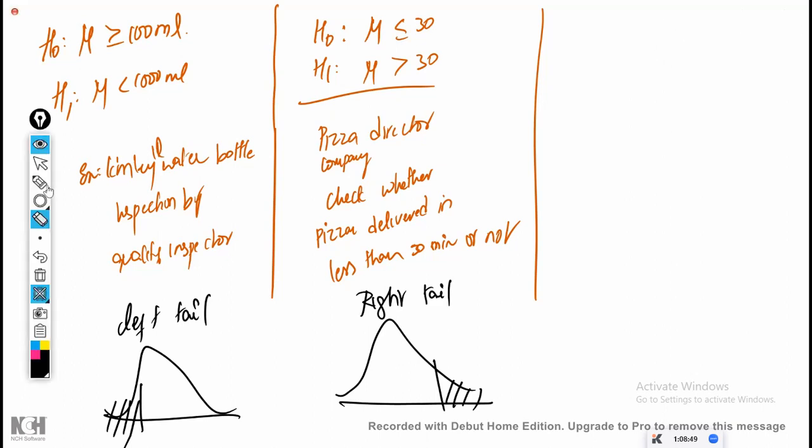Is that clear? Now you select any situation as per your choice. You select a situation and who is doing the particular test. Tell me clearly who is doing the test and for what purpose he is doing the test, so that we can formulate the null and alternate hypothesis. Tell me any situation in the entire world.